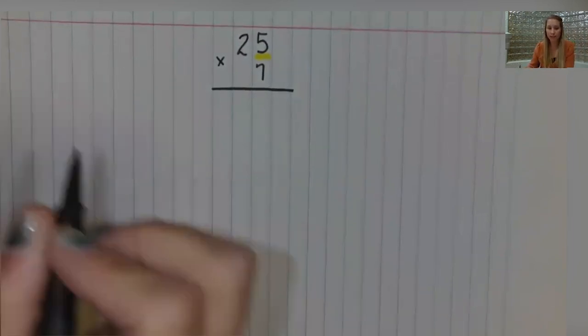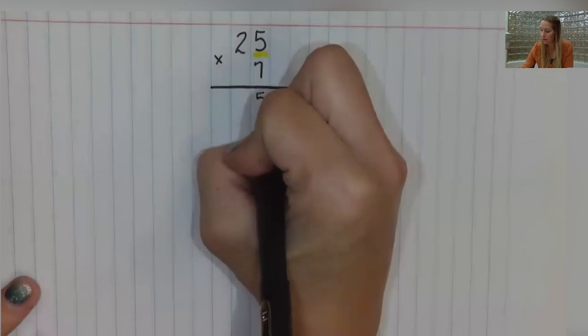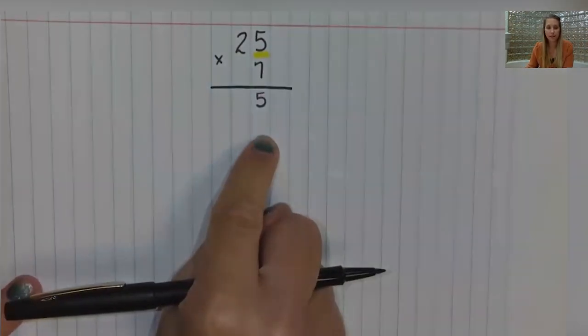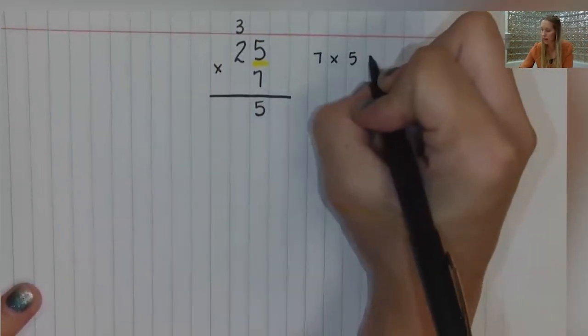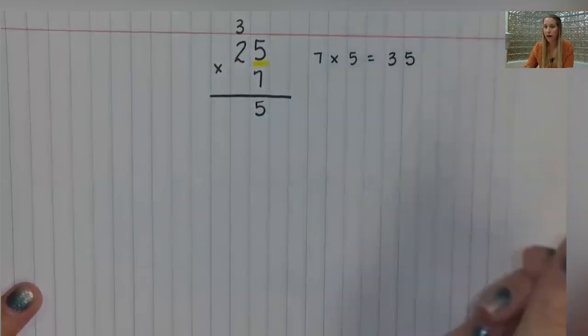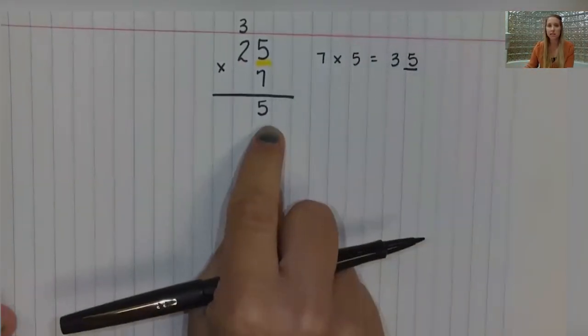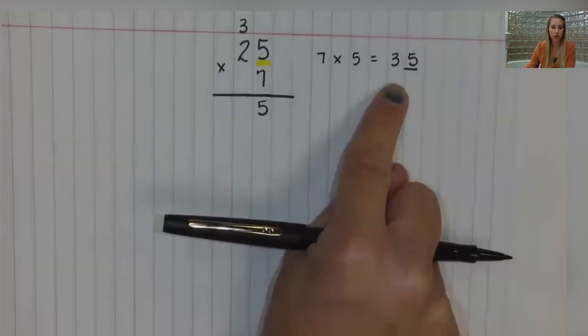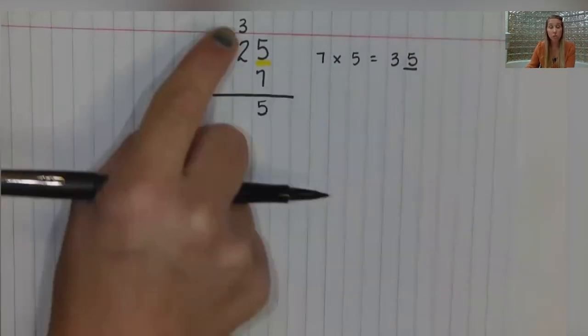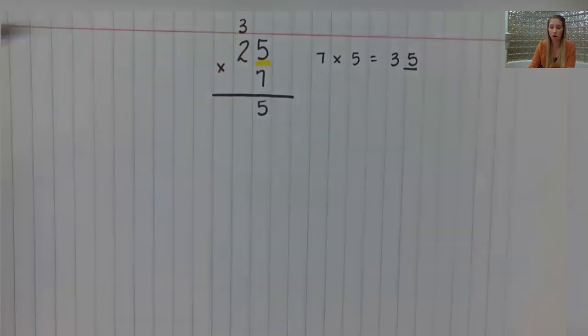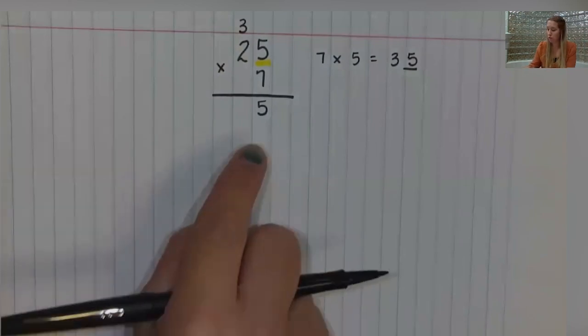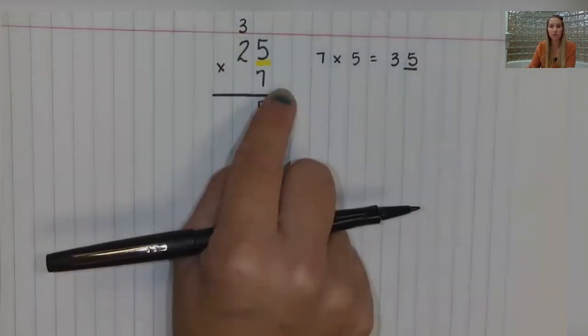And so what I'm going to do is write 5 in the ones place, and I'm going to regroup my 3 because the 3 is worth how much? We said 7 times 5 equals 35. So 5 goes in the ones place, and the 3 is worth how much? The 3 is worth 30. So when I put the 3 here, I'm saying it's worth 3 tens, or 30. Excellent work.